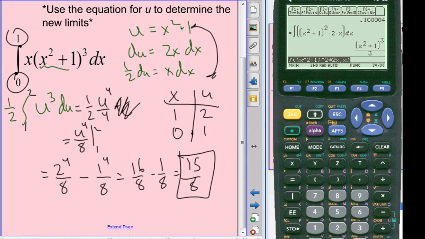Let's actually plug this in because I want to practice this. So second, the integral sign, I'm going to type in x times x squared plus 1 to the third power, and with respect to x, and then with respect to the lower limit first, 0, and the upper limit, 1. Oh, no, what did I do? You can't imply something. Oh, it has issues with that. There we go. And I got 15/8. Yay. All done.